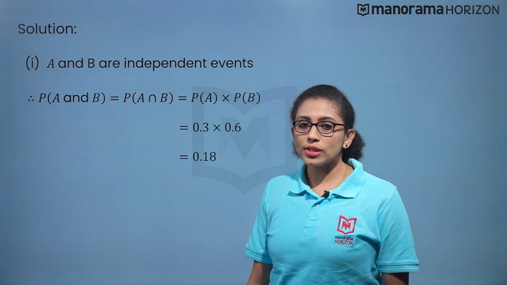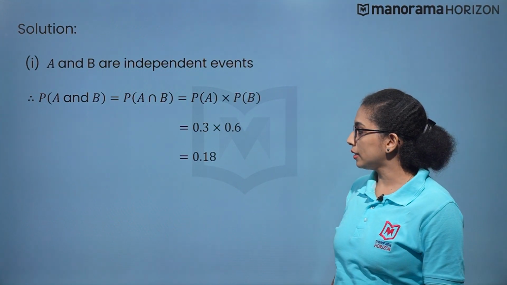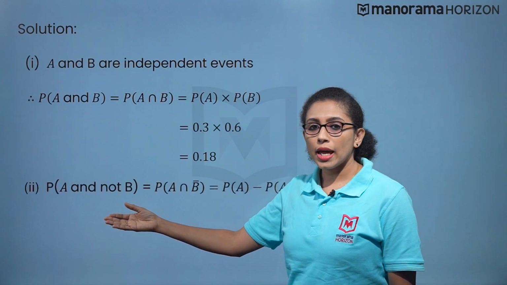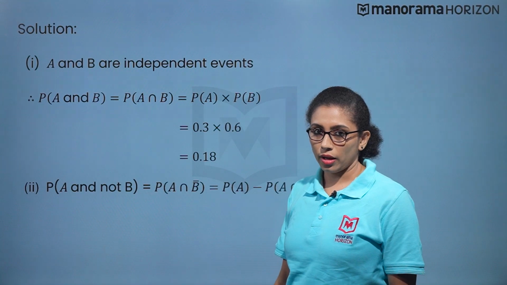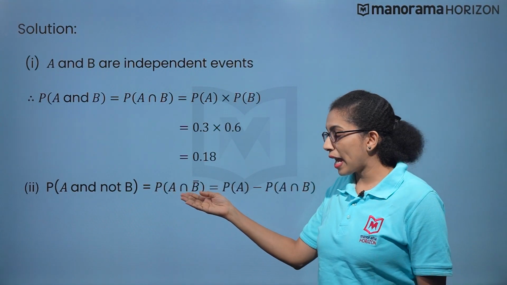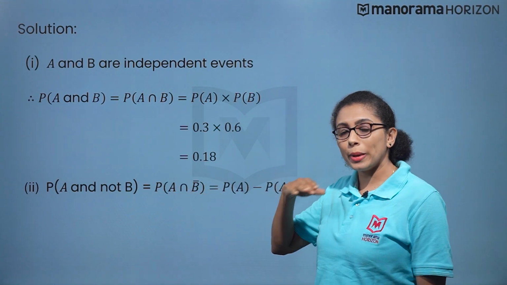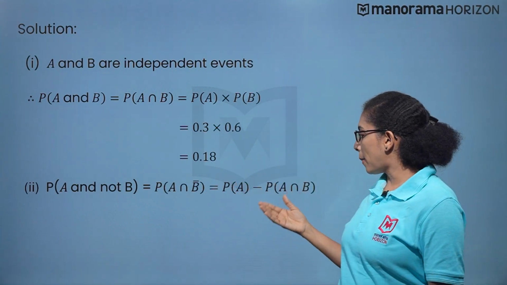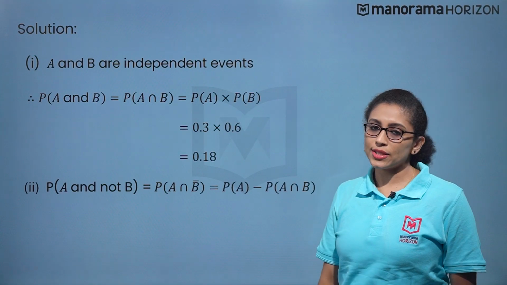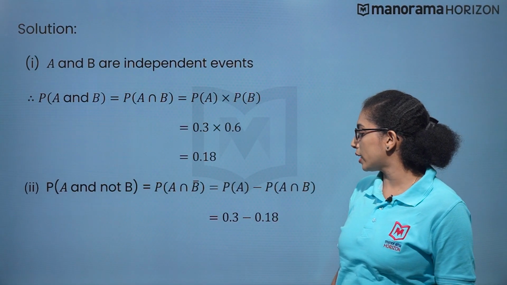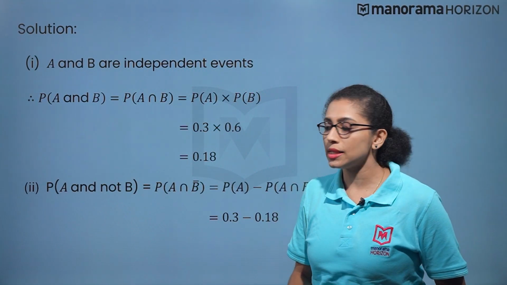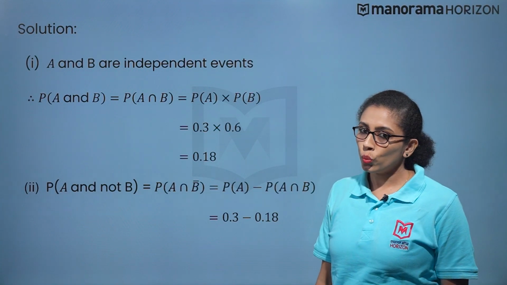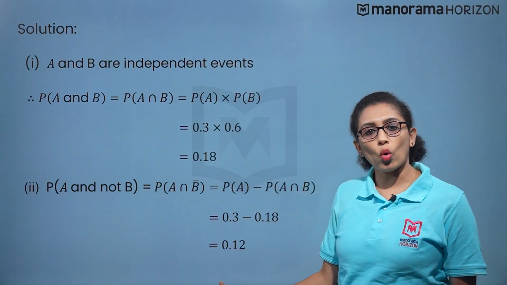Substituting the value, we get 0.3 into 0.6, and we get it as 0.18. Now see the solution of the second part, that is P of A and not B, which is equal to P of A intersection not B, meaning B complement, that is B dash, which is equal to P of A minus P of A intersection B. Substituting the value, we get it as 0.3 minus 0.18, which is equal to 0.12.